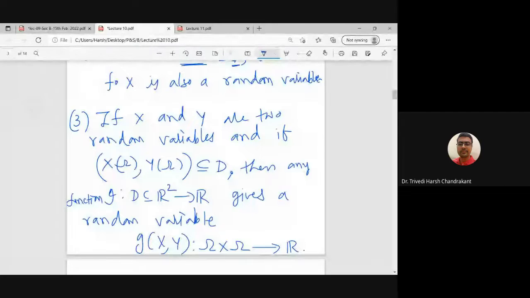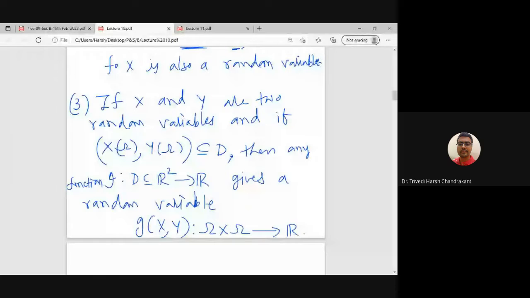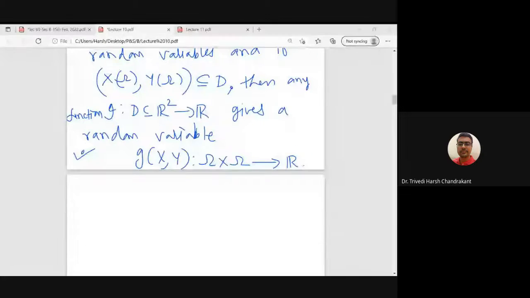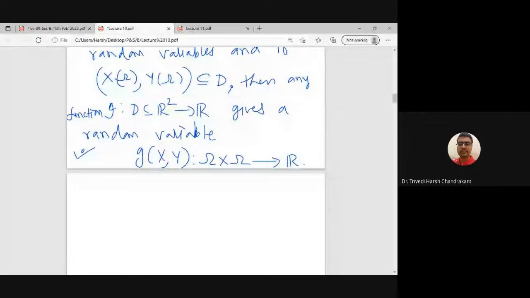Right. So this is essentially the two variable function. So that is from omega cross omega to R. So this type of functions we are going to study in the later part of this course when we will discuss multivariable stuff. Right. So the topic which we want to study in today's lecture, that is discrete random variables.